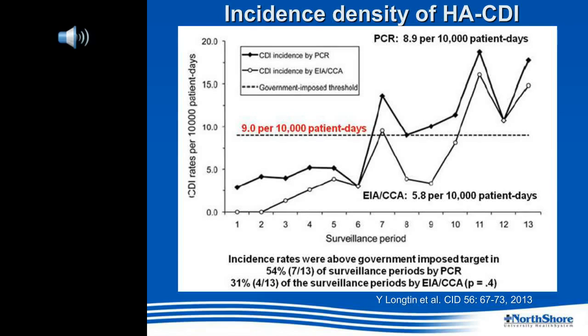This study also looked at the time to detection of an outbreak, and in this slide, the lower line graph shows EIA and the incidence of C. difficile infection, and you can see that it took longer to cross the threshold of 0.9 per 10,000 patient days of infections, which was the government-imposed threshold. So when you did EIA testing, it looked like your hospital was doing better, but eventually you got up to the high rates of disease and didn't recognize there was a problem as early.